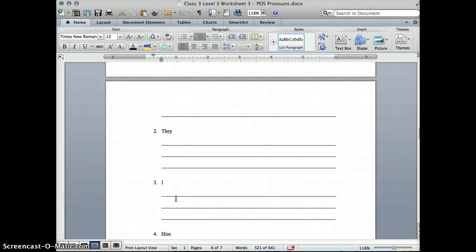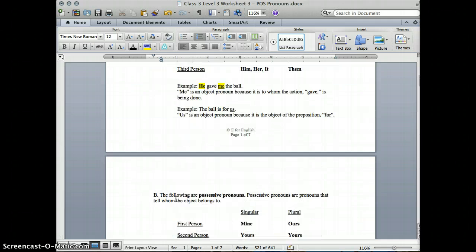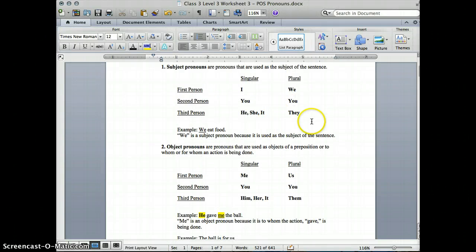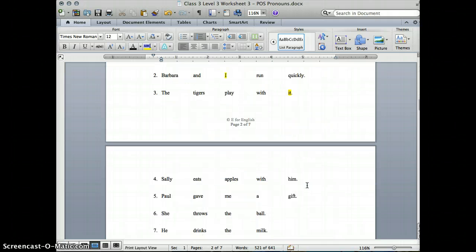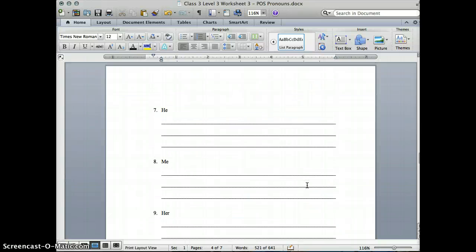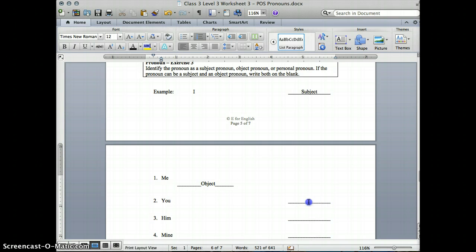Now let's try you. Let's go back up to our tables. Do you see you anywhere here? Yeah, I see it twice. What about here? Oh, it's also twice here. So it can be both a subject or an object, and it depends on where exactly it is in the sentence. So that's why we're going to write both on that line, because you can be both.